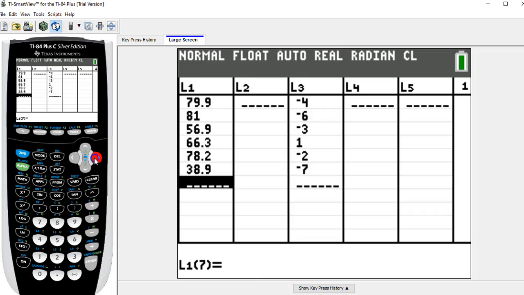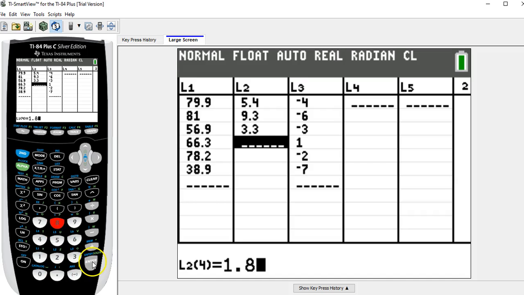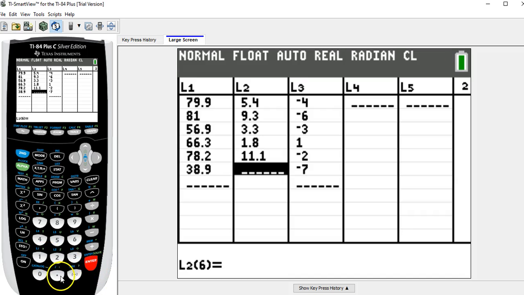And then for the y values, I'll arrow over. For list 2, it's 5.4. And then it's 9.3. And then it's 3.3. And then it's 1.8. And then it's 11.1. And then 0.1. Okay, when you're entering a bunch of numbers, I'm going to double check to make sure I didn't make a mistake in entering these numbers, which will mess the whole thing up.